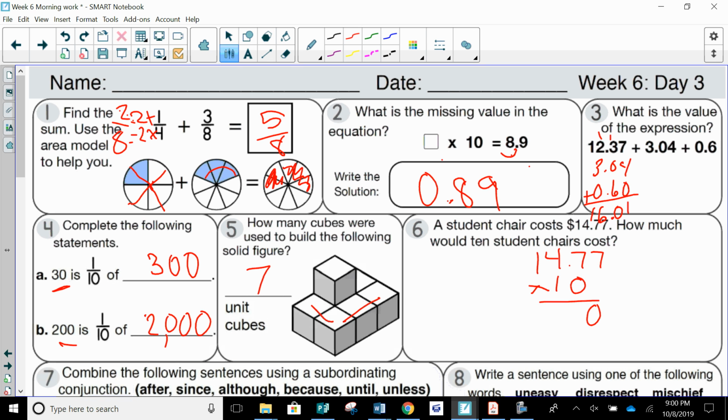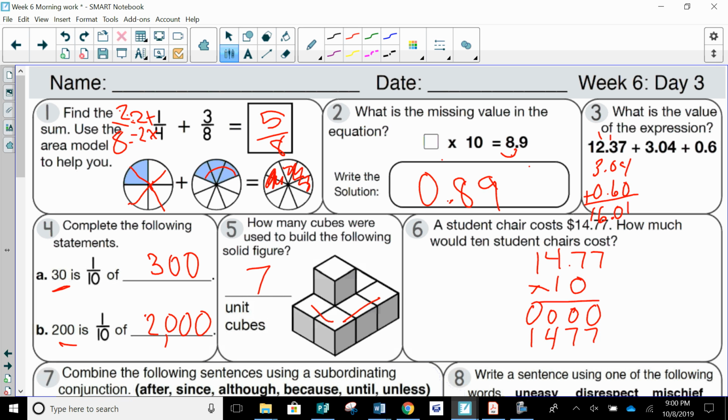7 times 1 times 7 is 7. Oops, I did not put that in the right spot, sorry. All of these are zeros. Do that so we don't confuse ourselves. 1 times 7 is 7. 1 times 7 is 7. 1 times 4 is 4. And then 1 times 1 is 1.